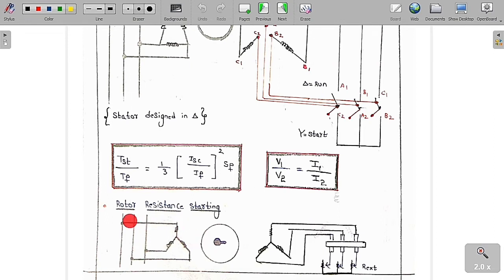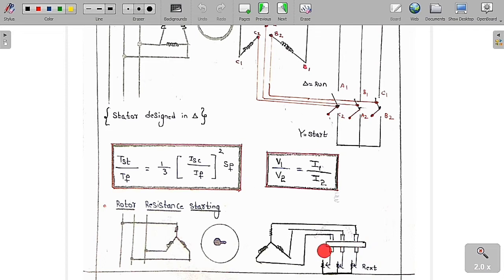Another method is called the rotor resistance starting. So rotor resistance starting means, we are going to connect the stator in the star connection and give the supply voltages, and the rotor we are going to connect in the star connection, and then connect to the slip rings.